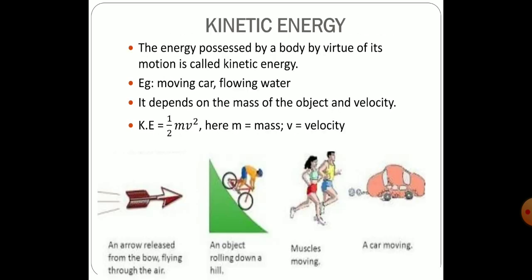Okay, now coming to the kinetic. Kinetic means motion. As and when the body is moving, you can have kinetic energy. Energy possessed by a body by virtue of its motion. Example, a moving car, flowing water. Now the formula for kinetic energy is half into m into v squared. M is the mass, v is the velocity. That is, you are going to increase the speed.